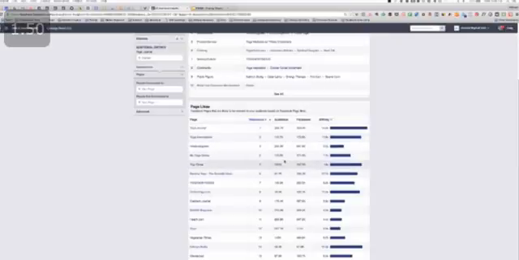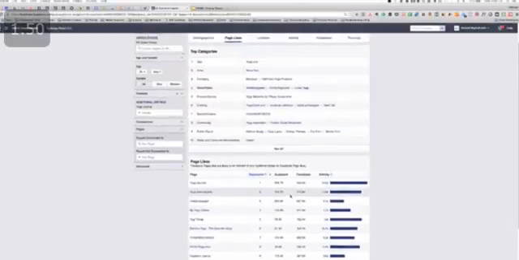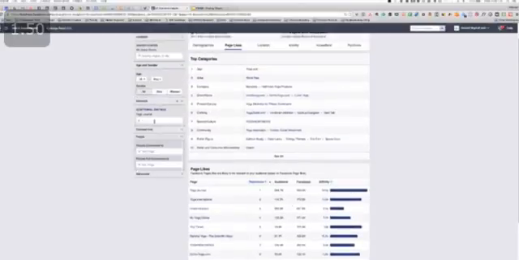Yoga Journal, Yoga International, Mind Body Green, My Yoga Online, Yogi Times. So I've now got some good size audiences that I can go after that I think I can be really successful with. And again, what I'm going to start doing is going through and seeing which of these I can target. And what I recommend you do is just write these down. Write down the ones that you can target.